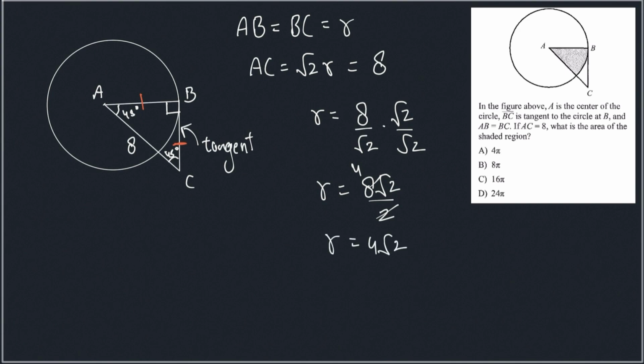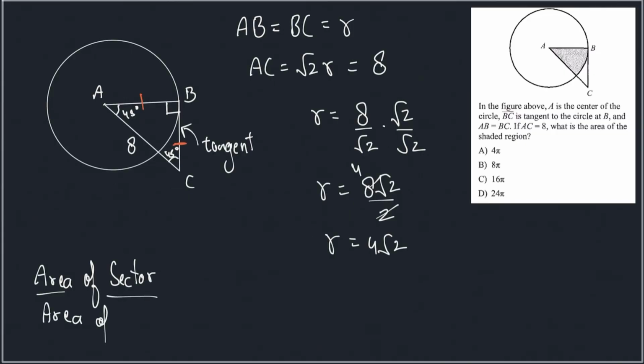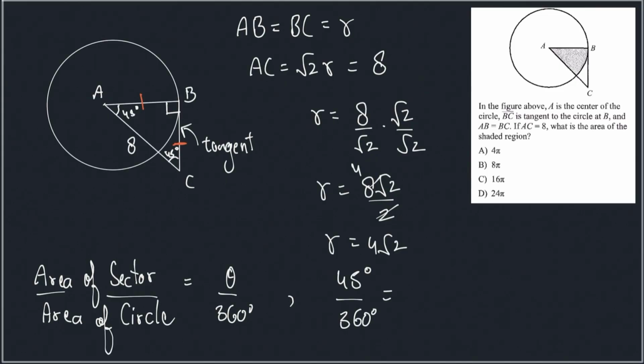Now that we know the radius of the circle, we can easily calculate the area of the sector by comparing it to the area of the entire circle. It's the same concept of comparing part of the circle to the entire circle. Area of the sector is associated with angle theta, and area of the circle is related to 360 degrees. We can plug angle theta as 45 degrees, compare it to 360.